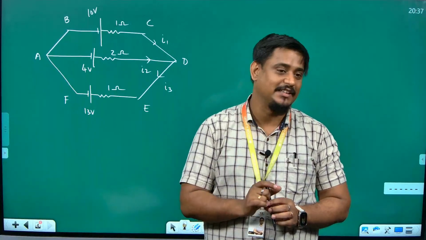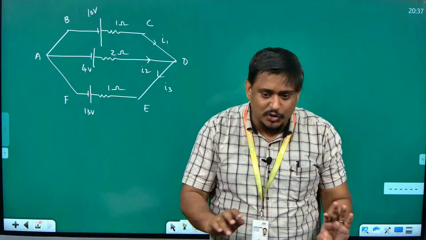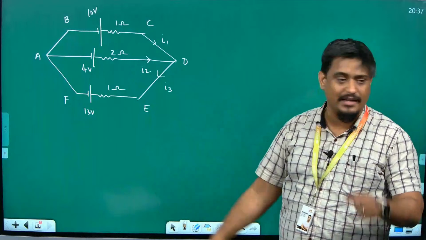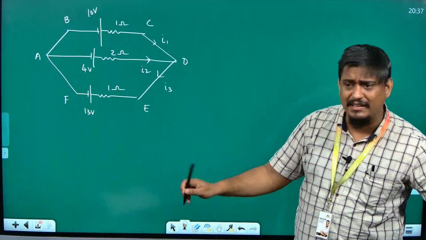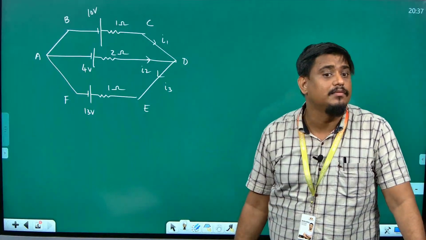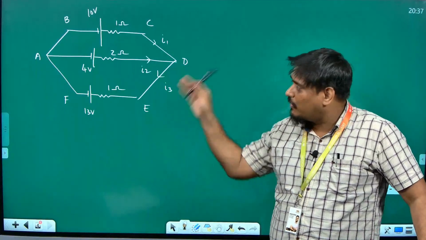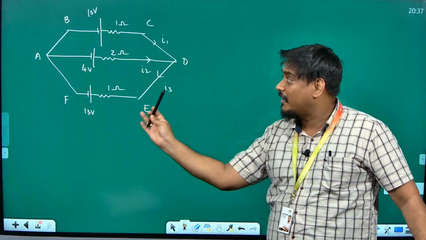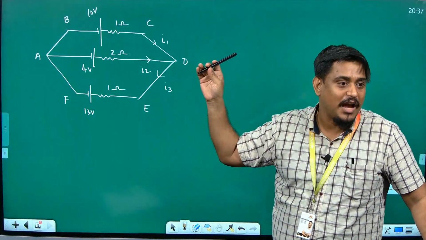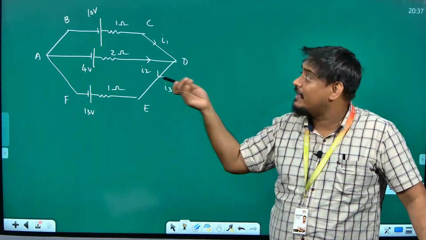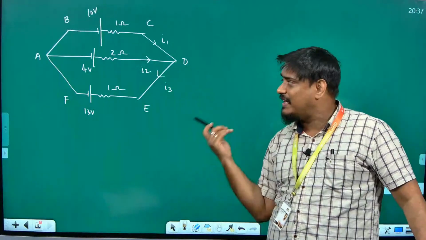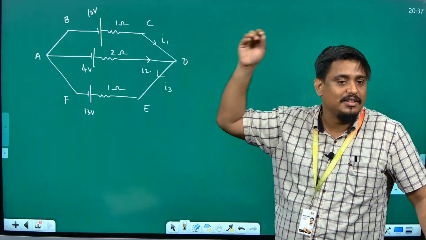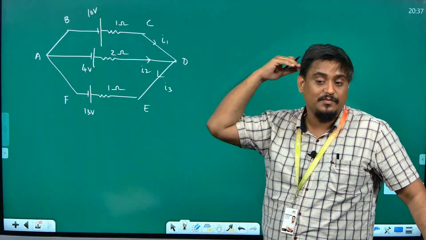I will repeat once again. Whatever direction of loop or current you take, suppose I have assumed I1, I2, I3 entering here. I may get the answer of I2 as negative and I3 also as negative. It means that I2 should be like this and I3 should be like this. Are you getting my point? I may get I1 as negative, I2 as positive, I3 as negative. It means I1 should be like this, I2 and I3 should be like this. So that totally depends upon what results you get.